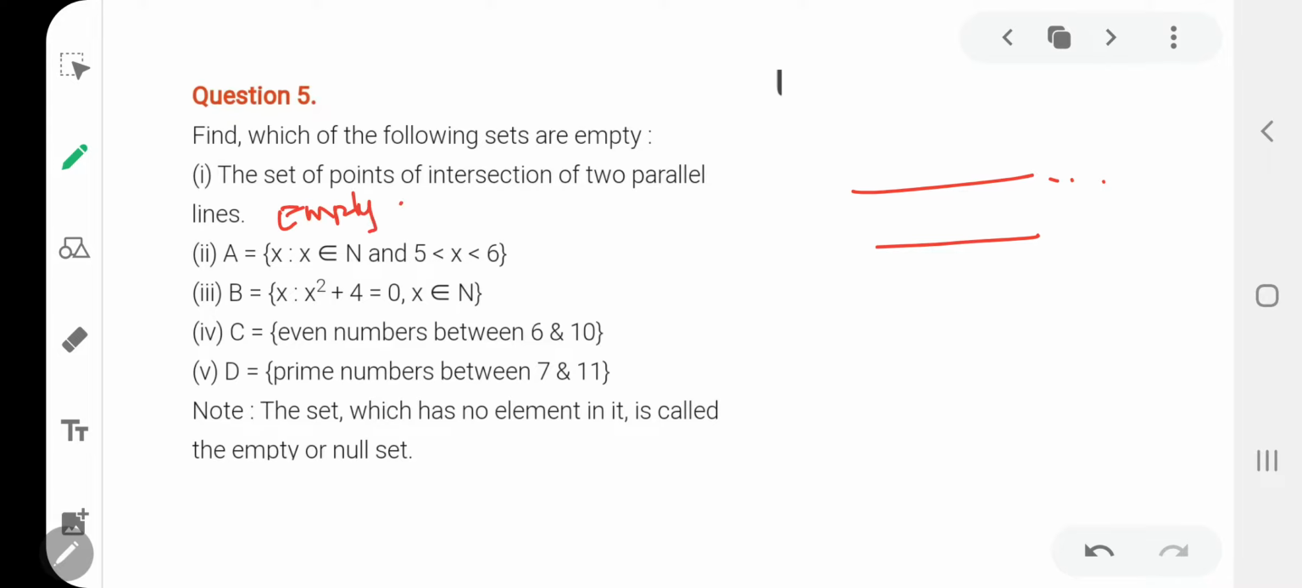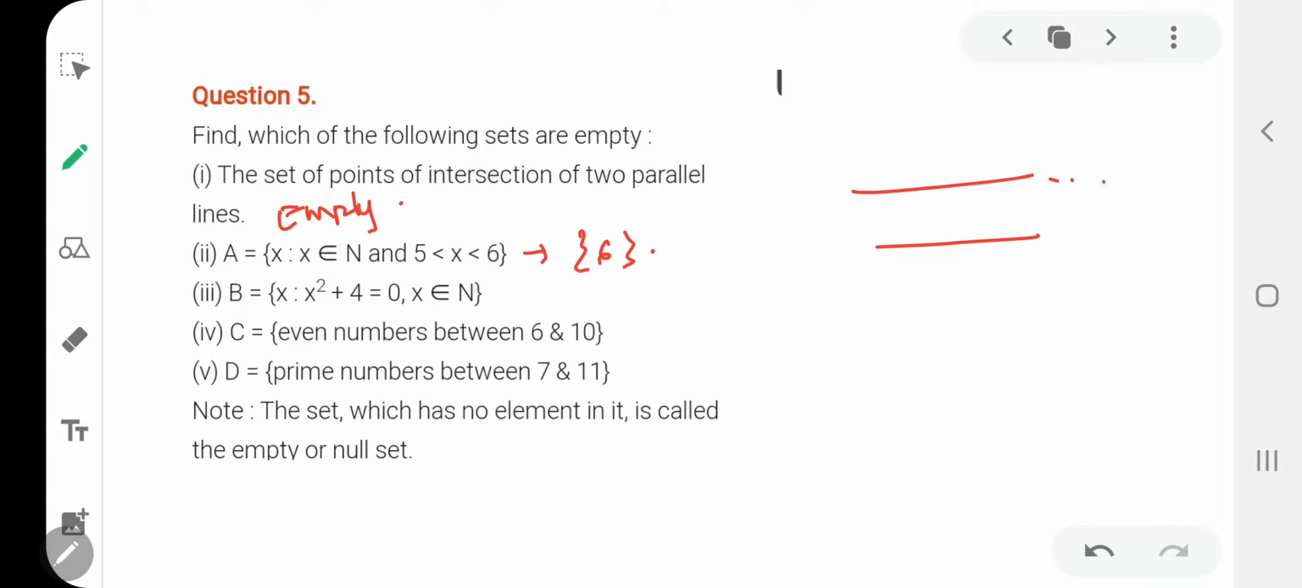Second, you have A is a set of x such that x belongs to natural number and x has a value, that is x is greater than 5 and less than or equal to 6. Now, less than or equal to 6, 5 से बड़ा है और less than or equal to 6 है, so can I include 6 in that? So it will not be an empty set, it will be a singleton set.